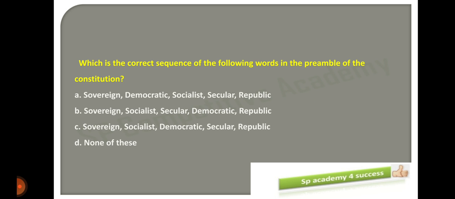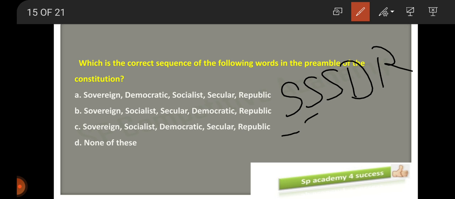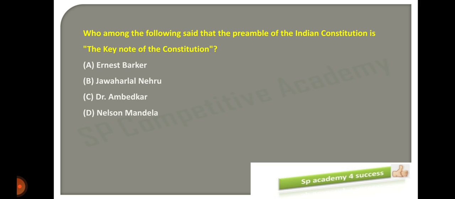Which is the correct sequence of the following verses in the preamble of the Constitution? I told you many times that the sequence of the verses is equally important. So what is the correct sequence here? I told you the shortcut also: three S's come first, then democratic and republic. Sovereign, socialist, secular, democratic, republic. Okay, see, we have sovereign, socialist, secular, democratic and republic. So this is the order. So B is the right answer for our particular question. Moving on to the next MCQ quickly.